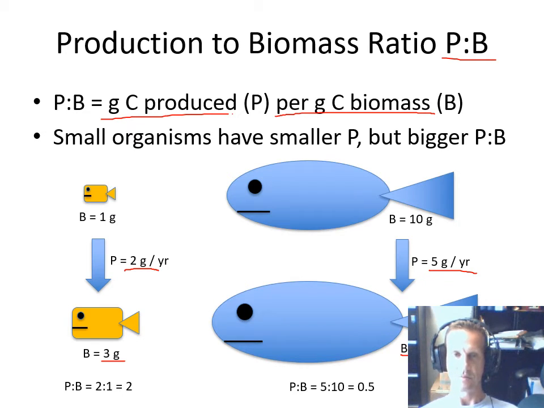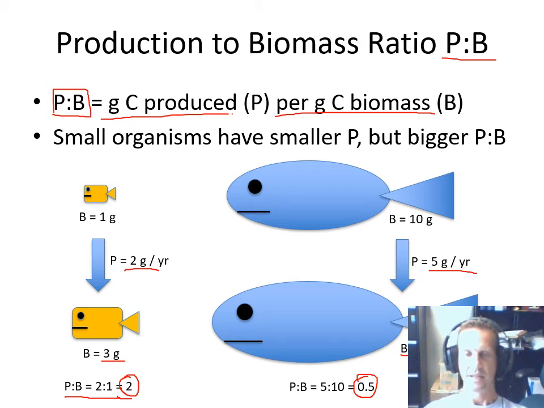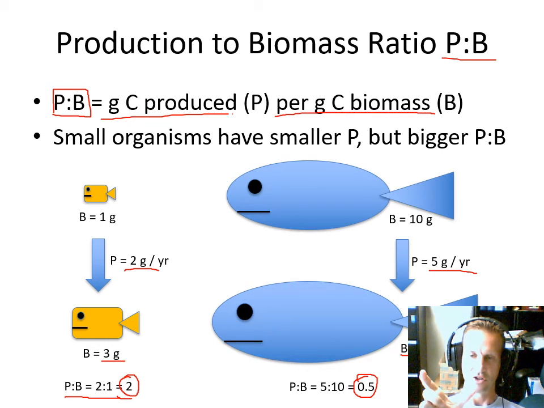But in relative terms, in terms of the production to biomass ratio, the smaller fish made bigger gains. It has a higher production to biomass ratio, 2-to-1, than this 5-to-10 ratio or 0.5 that the larger organism had. And if you wanted to make an extreme comparison, you could think of something like an anchovy, a small fish which goes from a microscopic egg to a modestly sized fish in just a year, increasing its biomass by a factor of thousands.